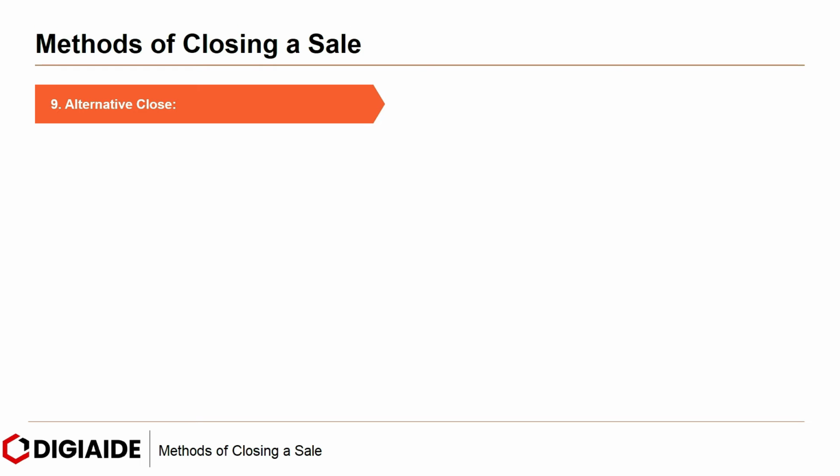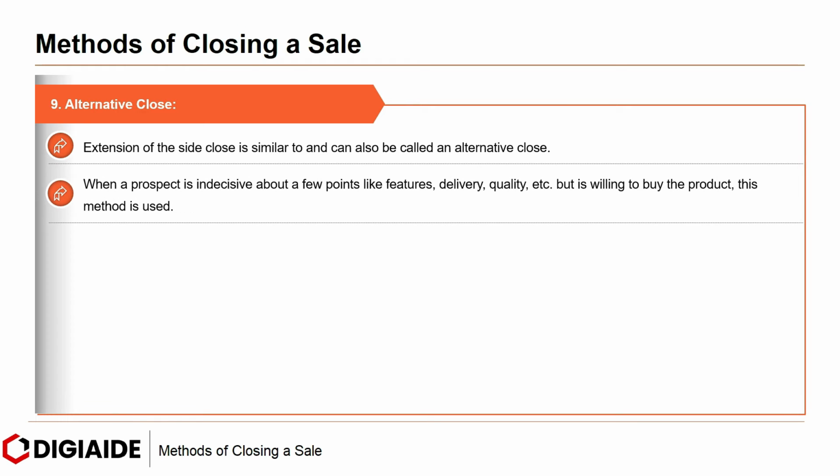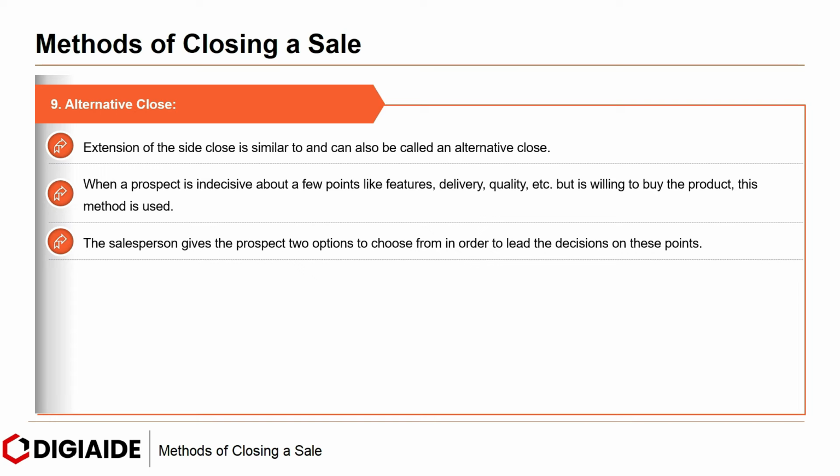And finally, alternative clause. An extension of the side clause, it is similar to it and can also be called an alternative clause. When a prospect is indecisive about a few points like features, delivery, quality, etc., but is willing to buy the product, this method is used. The salesperson gives the prospect two options to choose from in order to lead the decisions on these points.